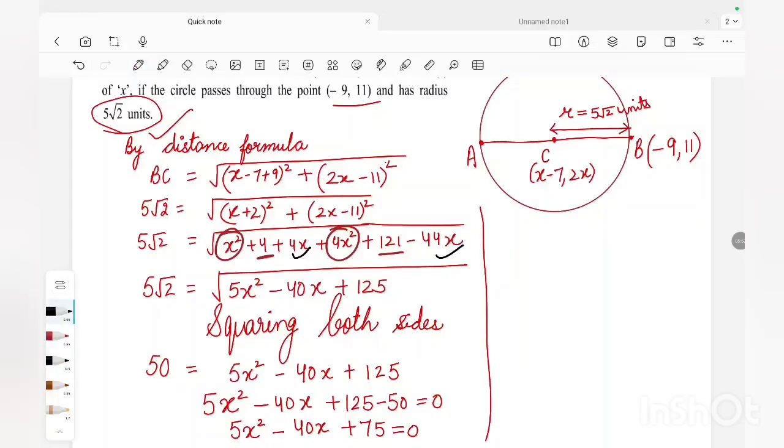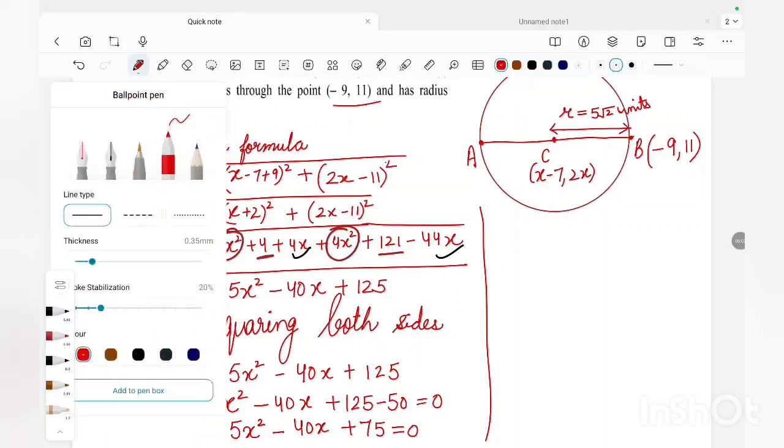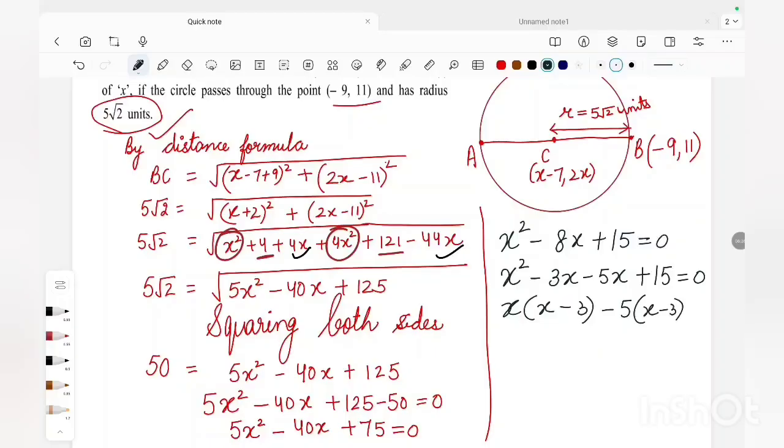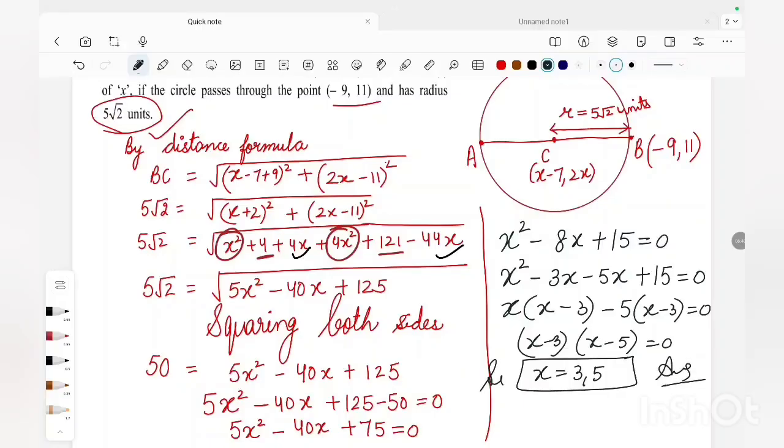I'm writing on the other side. See, take 5 common, you will get x square minus 8x plus 15 equals to 0. We will get x square minus, middle term splitting, minus 3 and minus 5: minus 8 and minus 3 into minus 5 is plus 15. Okay, students, x common, x minus 3. Successfully we have factorized and we have got the values. You can clearly see x equals to 3 comma 5. So this is our answer. Always write like this: x equals to 3 and 5. Mostly marks are deducted if you don't write the answer line. Conclude your answer. Okay, done.